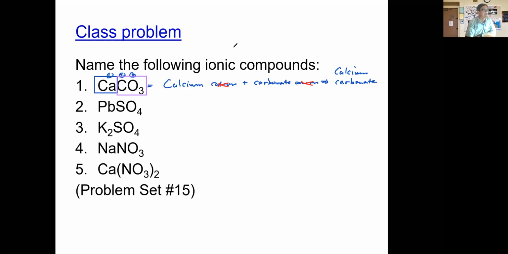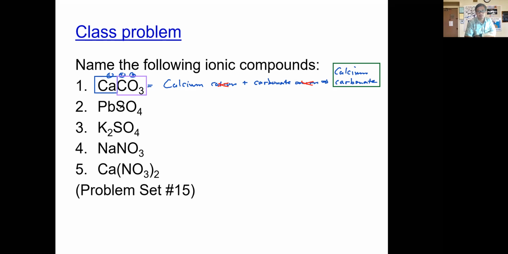Hopefully you got that. Please make sure you check your answers and see if you got that as well. Okay, let's do the next one. And I'm sorry, calcium was not a transition metal, so we don't use the stock system here. No Roman numerals here. This is a 2A metal, no Roman numerals. Let's take a look at the next one.